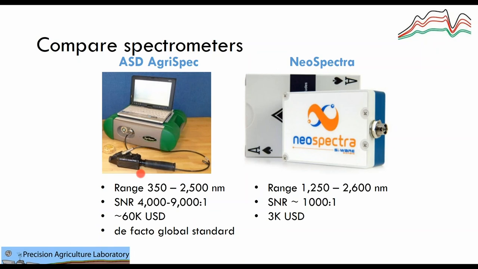And we found that, well, it's the standard way of measuring near-infrared spectroscopy. It's using this instrument. This is around $60,000 American dollars, so it's about 90,000 Australian dollars, and it's pretty much the de facto global standard. So it's an excellent instrument. However, it's a bit expensive if you want to use it.